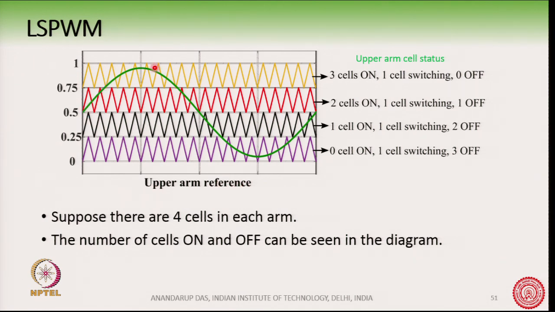Suppose this is the upper arm reference, and it is spanning between 0 and 1 here. Since we are using level shift PWM, let us assume there are 4 cells in each arm. Okay. So, this is an example. I would like to explain this through an example. We will take discrete examples and try to understand what is happening. We want to do a level shift PWM and try to get the desired arm voltages.